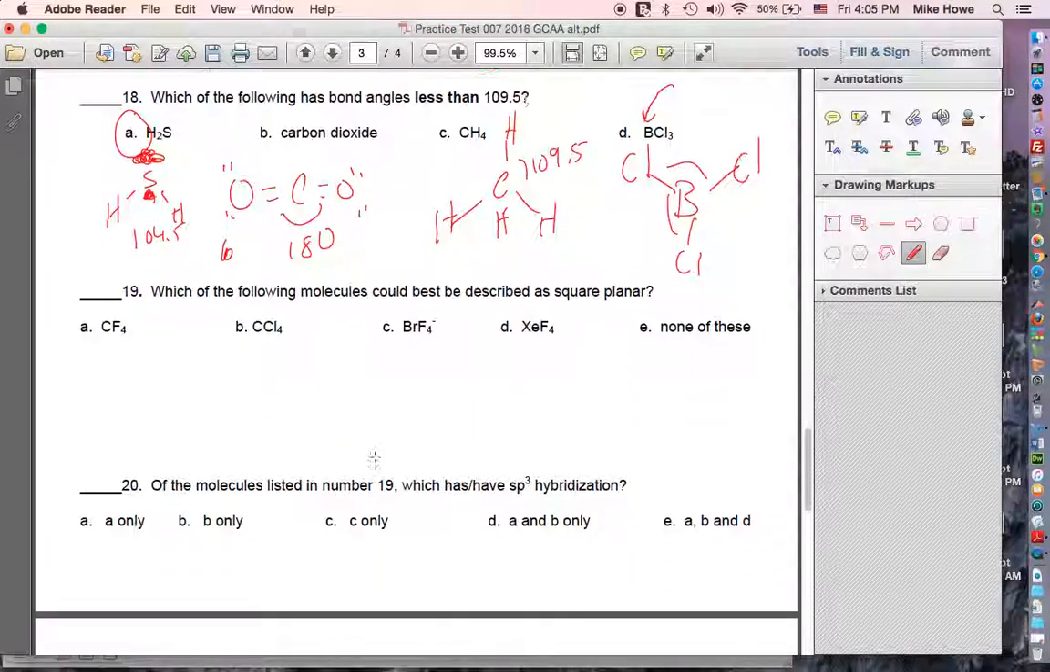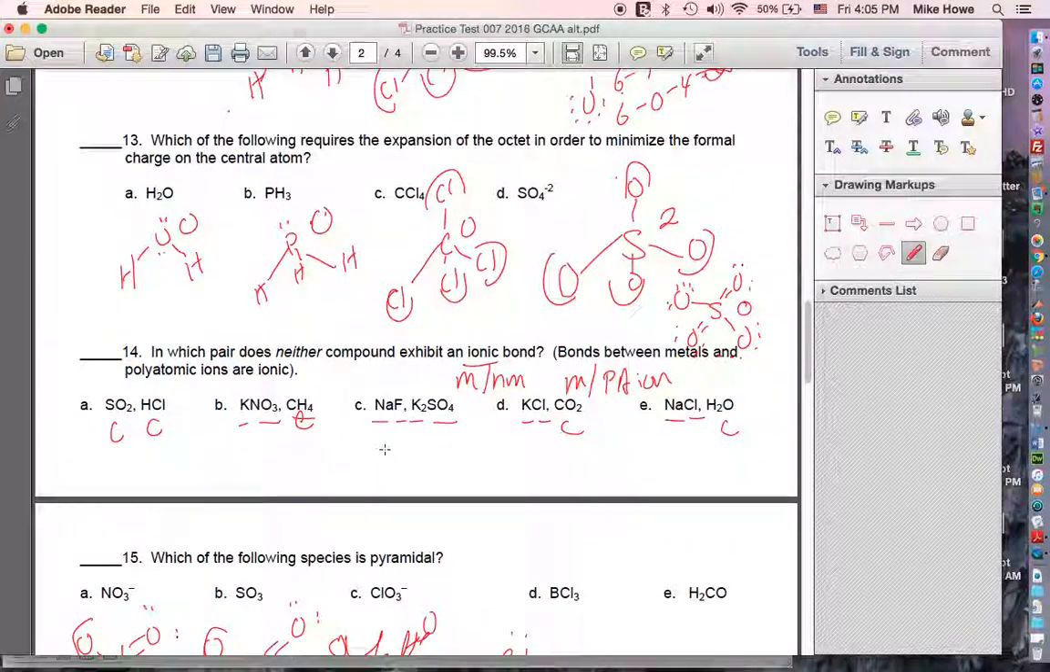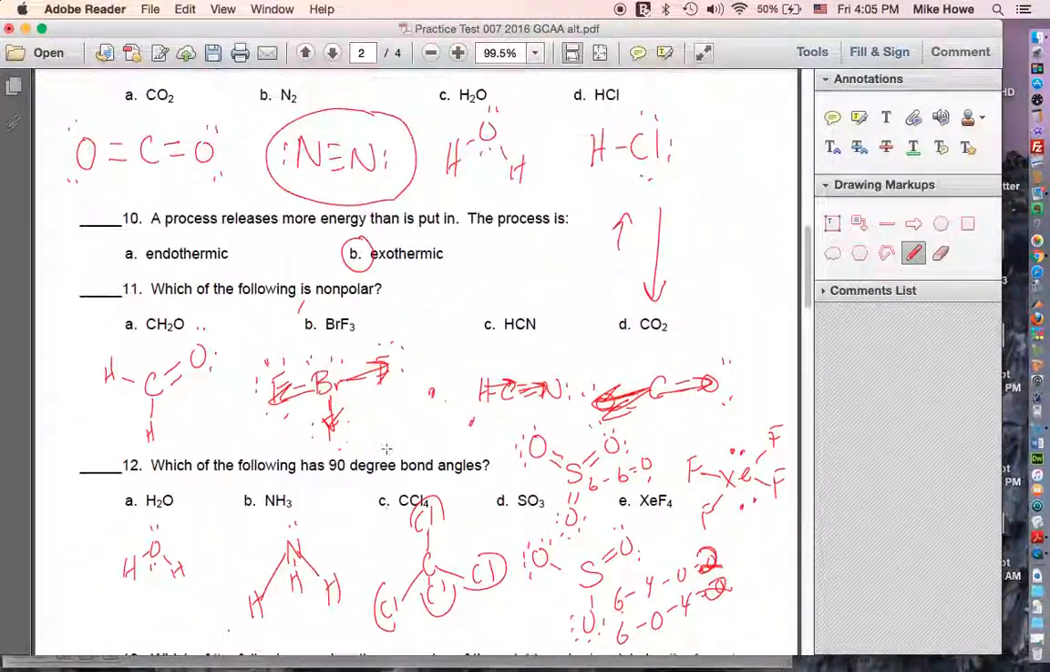Okay, square planar. Did I have that question earlier? You have to draw a dot diagram for that.